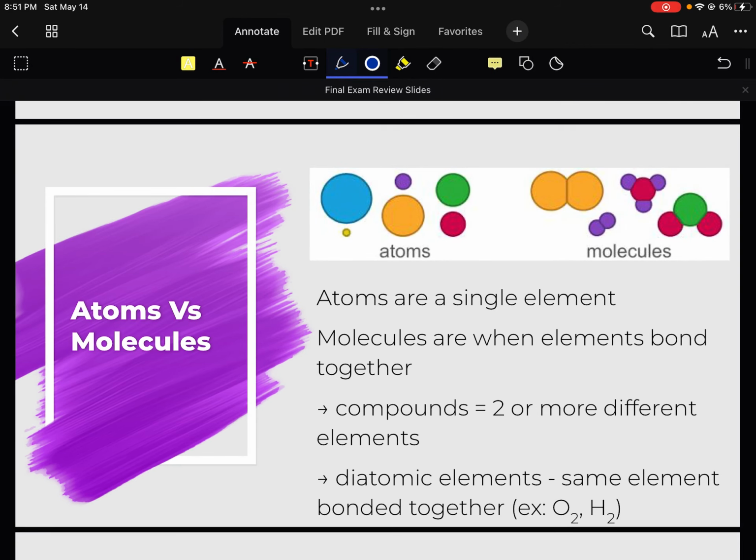So this video is going to cover Unit 2, and the first thing we're going to talk about is just some basic terminology like atoms and molecules. So just remember, atoms are a single element, and molecules are when they bond together. And then we have special names for some of them. So a compound is two or more different elements. And then we do have some elements that bond to themselves. Those are the diatomic elements.